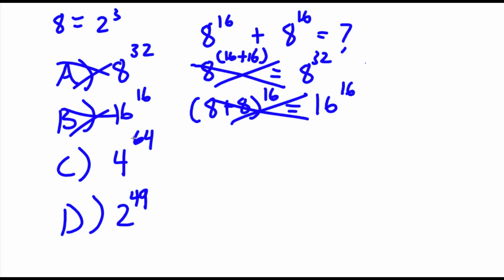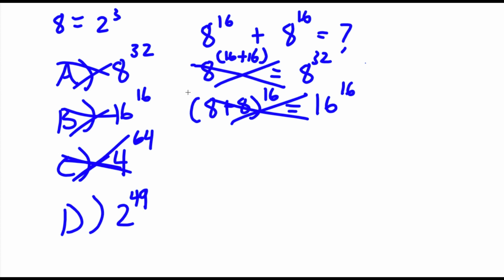Now, for C, what they did was... It seems that I actually don't know this. I do not know how they got this. But yeah, I don't know how they did that. So, but C is not the right way either.